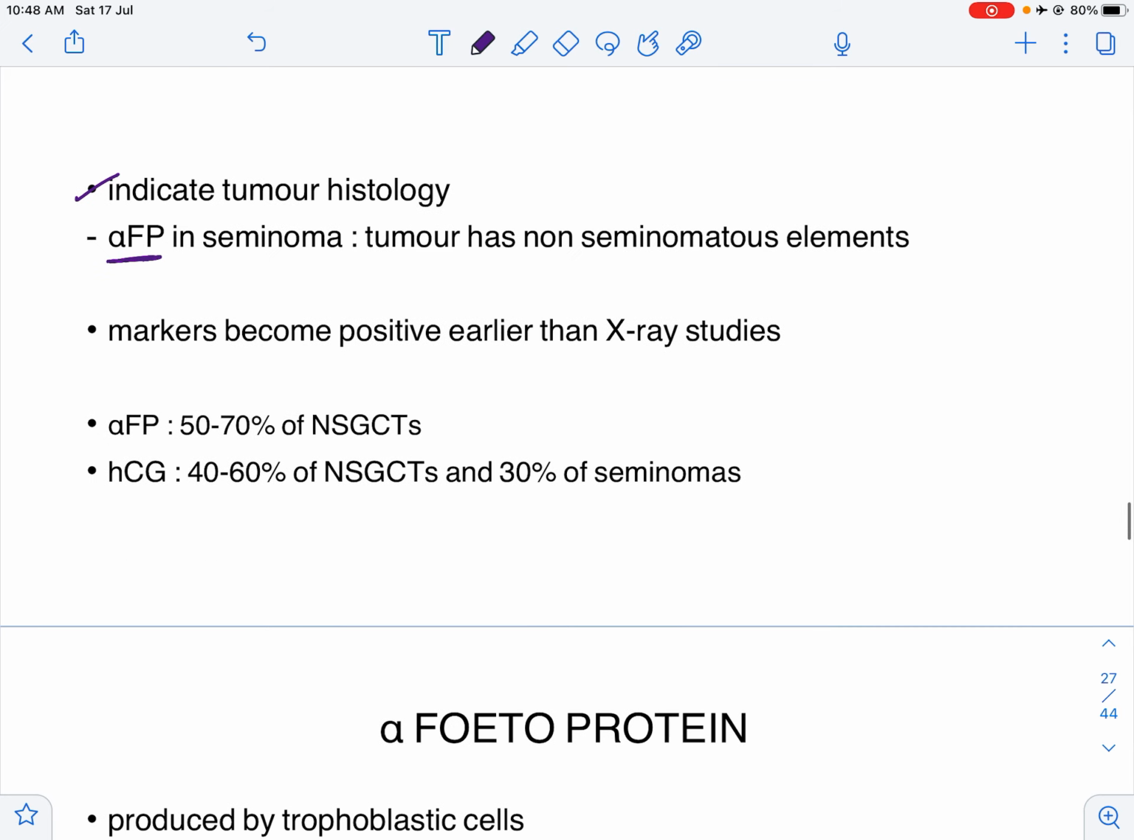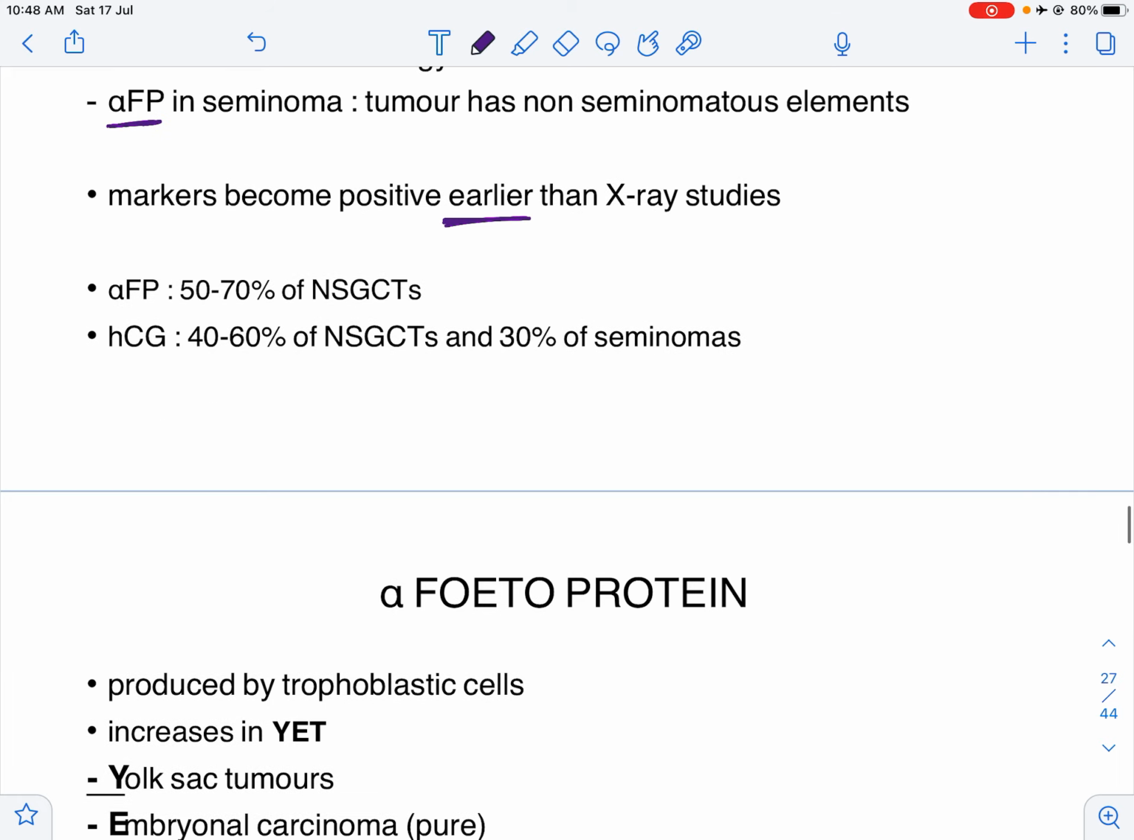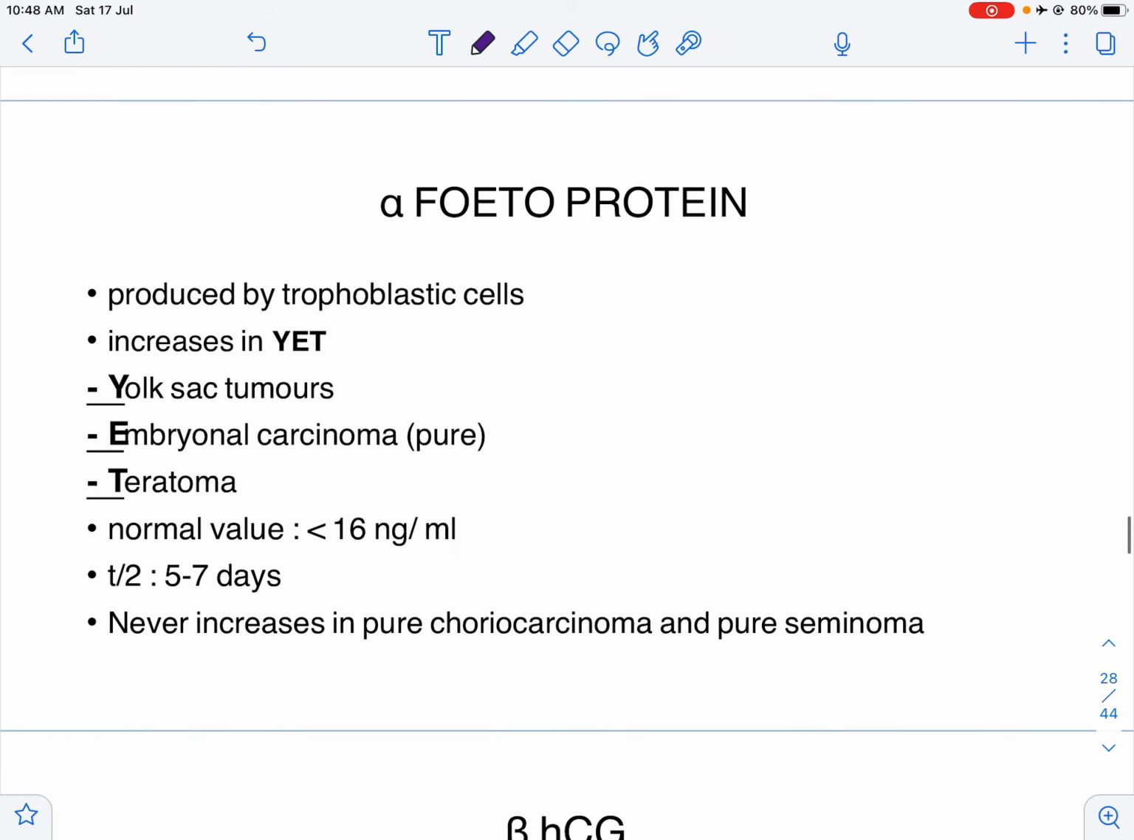Now, after surgery, if you want to look for recurrence, we realize that the tumor markers become positive earlier than the X-ray studies. Now let us look at the tumor markers one by one.